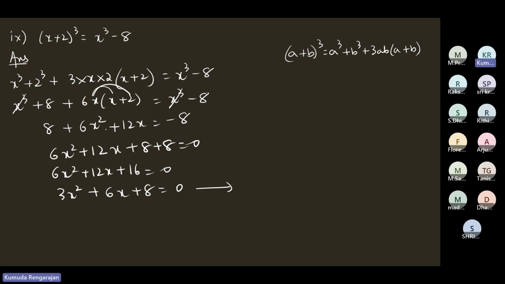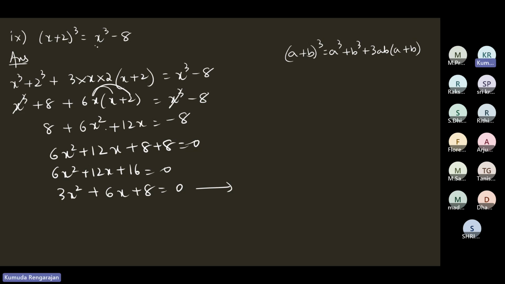So we have to expand x plus 2 the whole cube using the identity a plus b the whole cube. On the right hand side, there's nothing to simplify. Don't think it is in the form a cube minus b cube, so that you should write it as a minus b into a square. No, you're not factorizing. Expand, that's all.